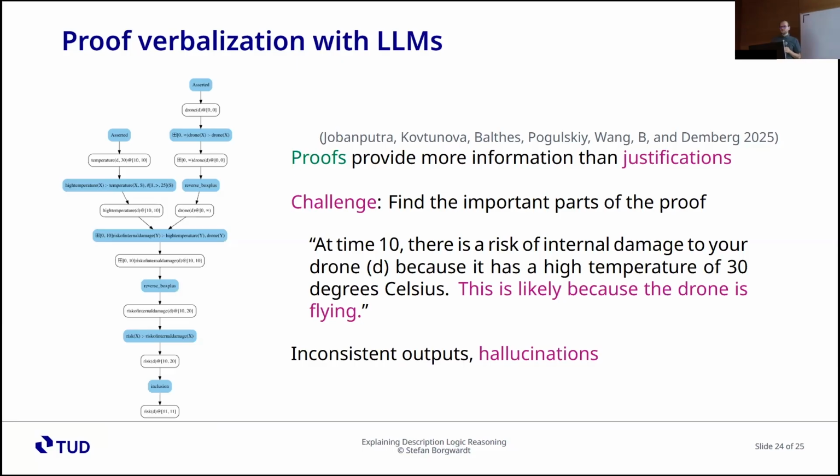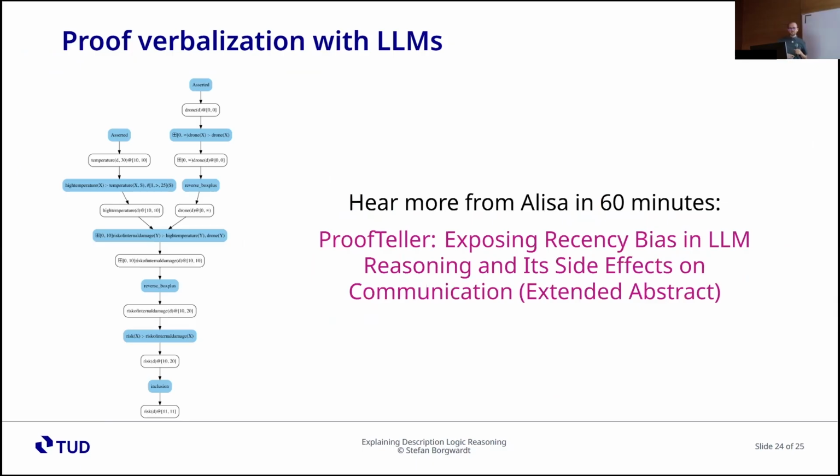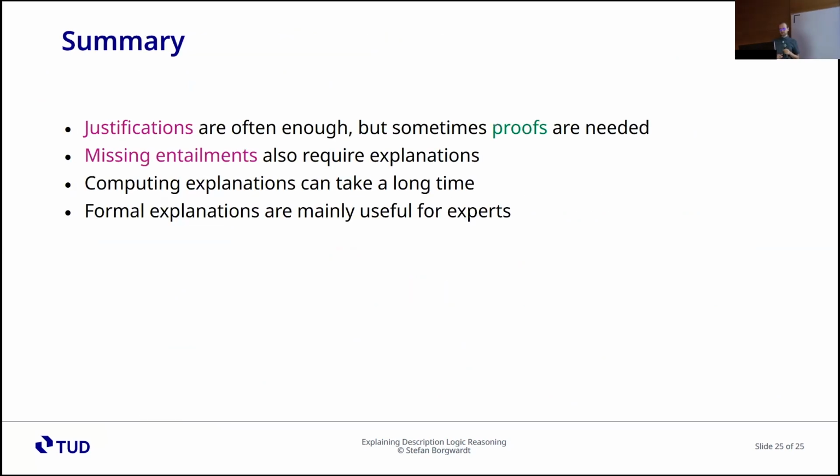As you probably know from LLMs, you can get inconsistent outputs. You can get different proofs at different times of the day. You can get hallucinations, where they just invent something. For example, here, it just invented a reason that this is likely because the drone is flying, which has nothing to do at all with the actual situation. Of course, the drone is flying. I don't care about this part of the explanation, and so on. But again, the details of this you will hear from Alisa in 60 minutes, roughly, if I'm not mistaken, on this approach. Yeah, okay, that already brings me to the last slide.